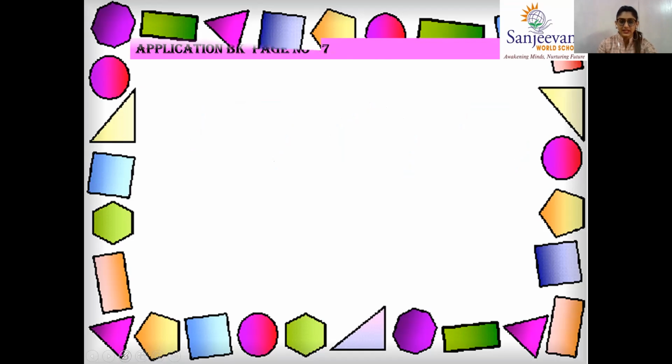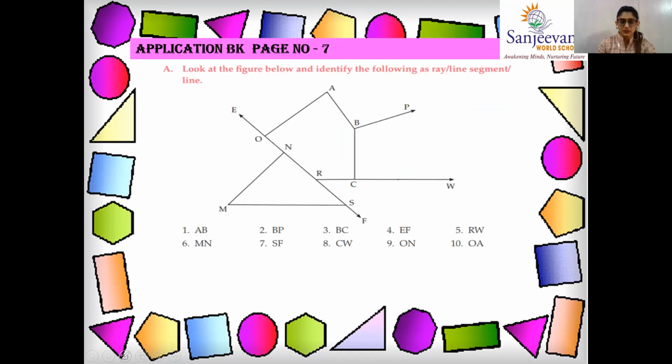Now, page number 7. Question number A. Now over here you need to be a little bit careful and understand it. Look at the figure below and identify the following as rays, line segment or line. So let's check the first one. The first one over here is AB. In this figure, you can see AB, from here to here. Now what do you think about this AB? Is this a ray, is this a line segment, or is this a line?